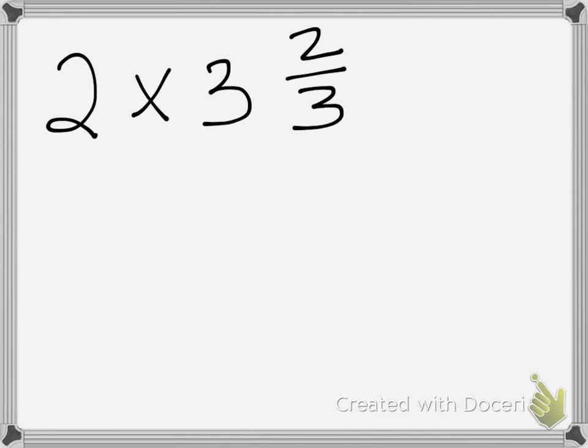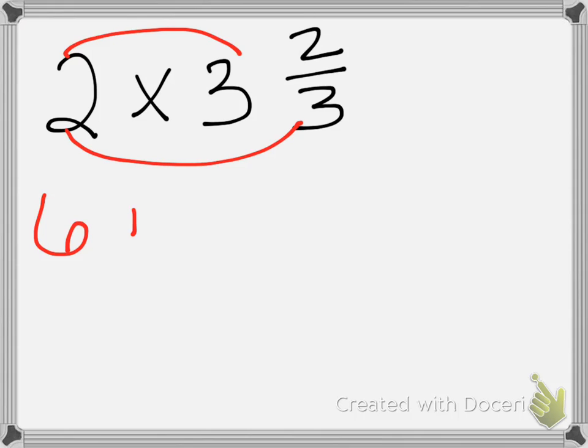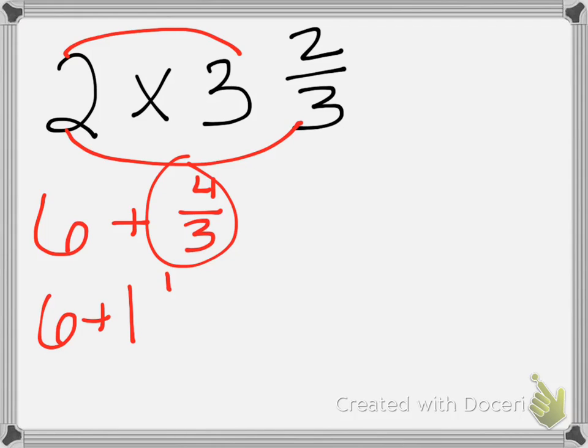So again, I'm going to have the same problem that I had from before. And I have 2 times 3 and 2/3. So this time I'm going to multiply my whole numbers first. 2 times 3 is 6. Then I'm going to multiply 2 times 2/3, and that gives me 4/3. Now the next step is to change this improper fraction into a mixed number. So I know 3 goes into 4 once, and then I would have 1 left over. And then my final answer would be 7 and 1/3.